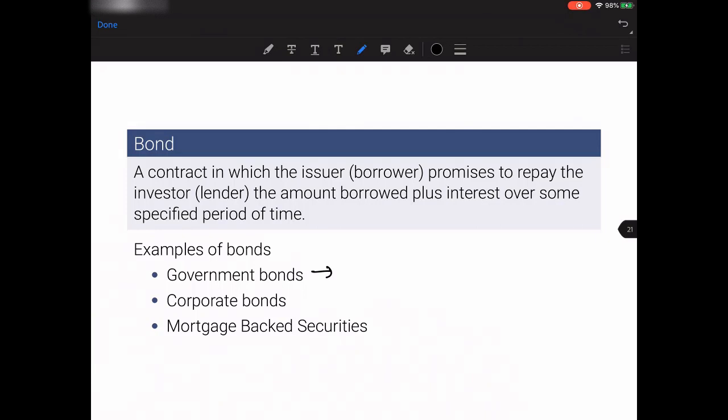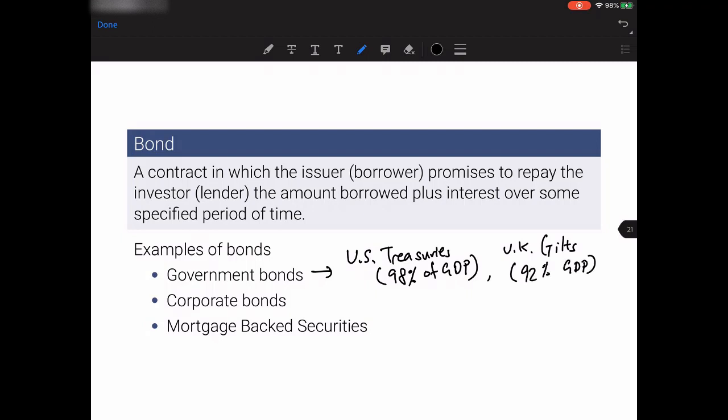You can have U.S. Treasuries. That's the name for U.S. issued government bonds. And in the U.S., the value of the total debt issued by the government is around 98% of its GDP. For the UK, they also have their own name called gilts. I'm going to write GILTS. And the UK, the overall value of their debt is around 92% of their GDP. Just to give you a frame of reference of how much each country borrows.